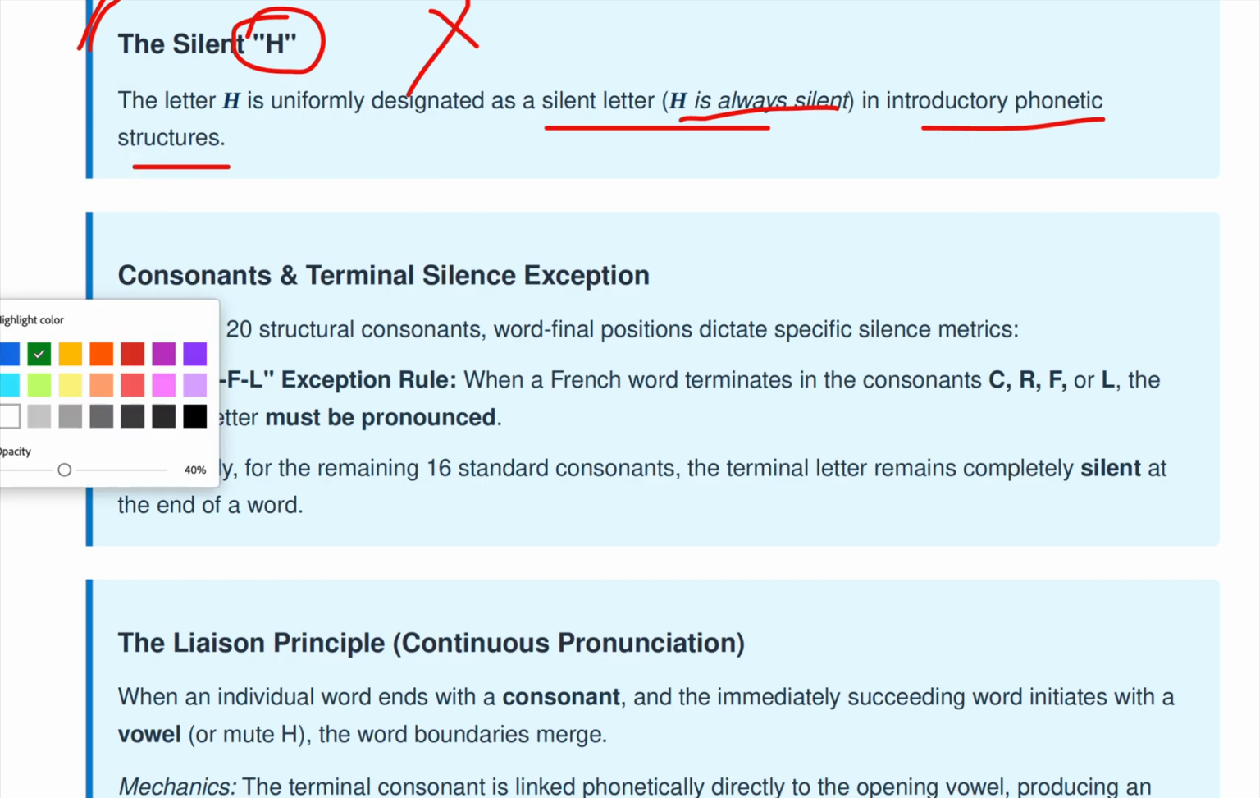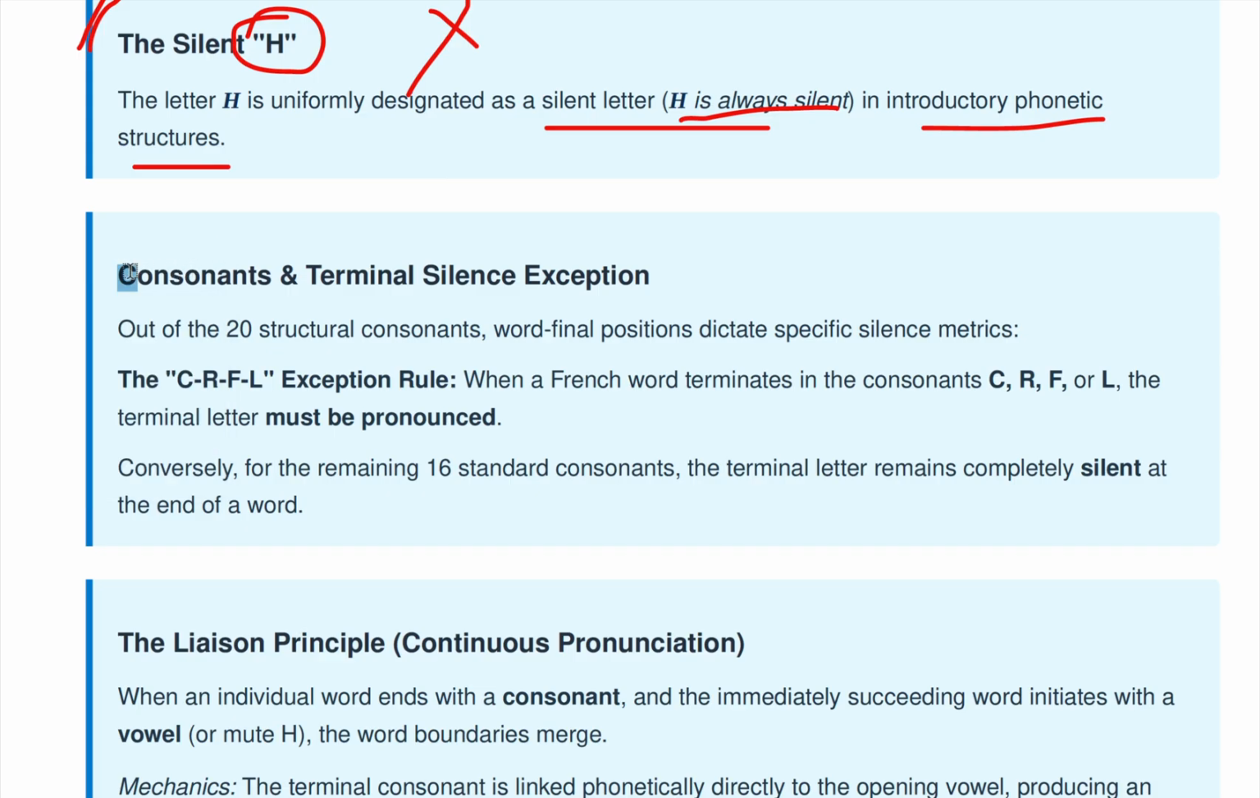Okay, so next is a very important rule. So before reading it, I would ask you to kindly read it. Consonants and terminal silence exception. Okay, so this rule is called the CRFL rule.